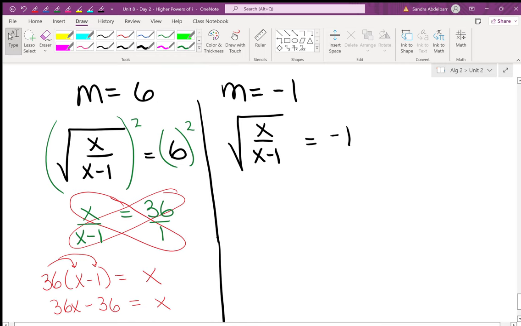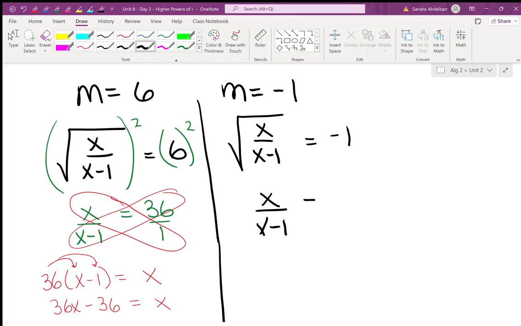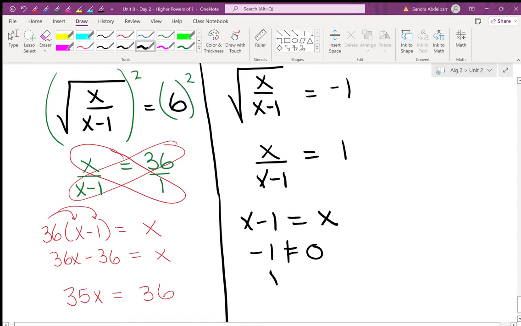Right off the bat, something should stand out to us. What should stand out to us? The negative 1, okay? Right there, I know I'm going to get a no solution, but let's say you didn't realize that. Let's say you just kept going with this. You're going to end up squaring both sides. So you're going to get x over x minus 1 equals 1. Then you would cross multiply and you get x minus 1 equals x. When you subtracted that x over, you'd get negative 1 is equal to 0. Is that a true statement? No, so even there you'd realize this is a no solution here.